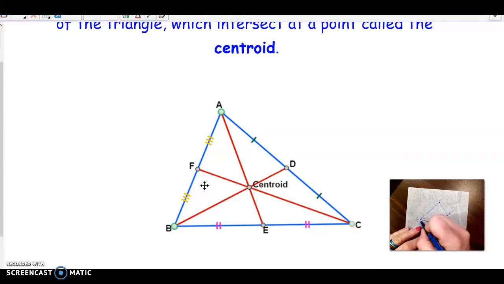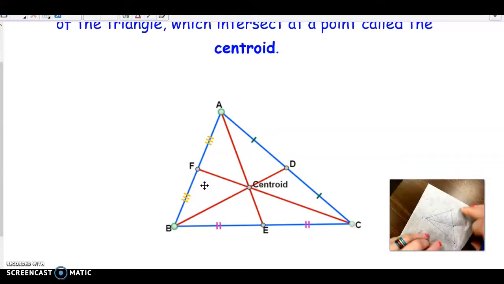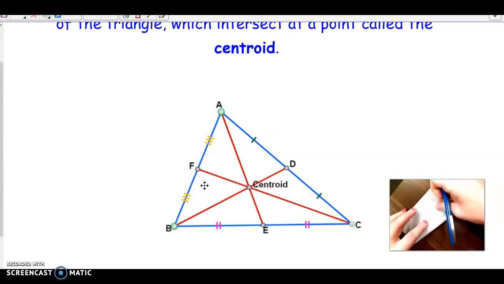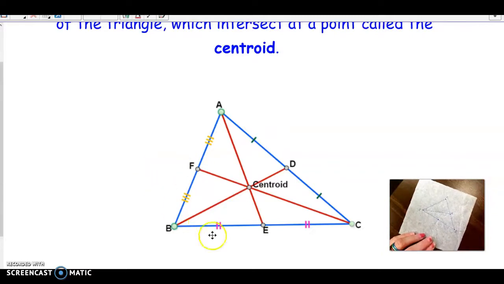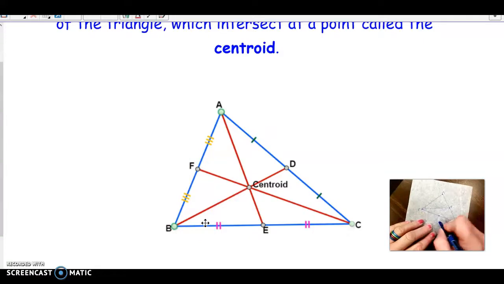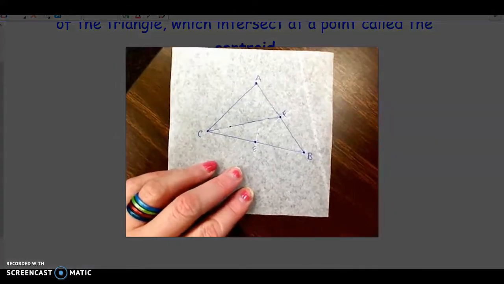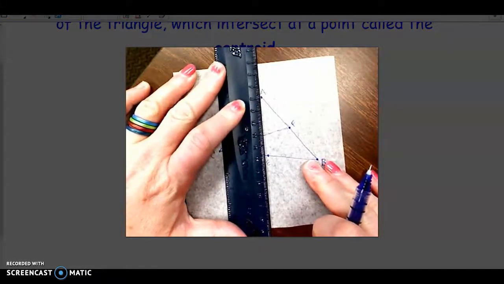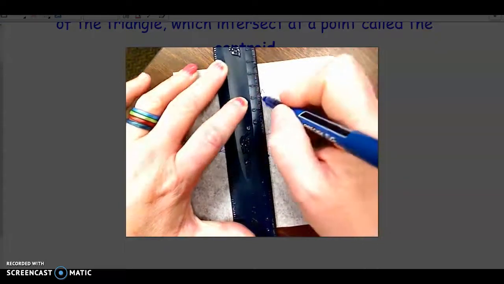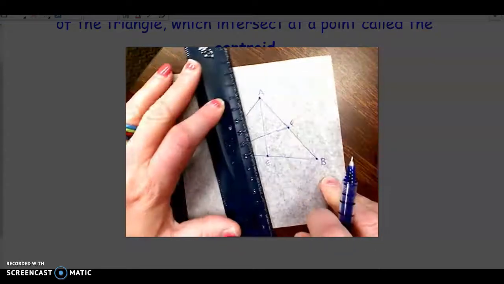So now I'm going to fold point C on top of point B. And remember, I'm just going to pinch the midpoint of that side. So I just care about this point right there, so that when I open it up, I have my midpoint. And I'm going to label the midpoint along BC as point E. So now I have one more. I need to draw that median. So I'm going to connect point A to point E using a straight edge.